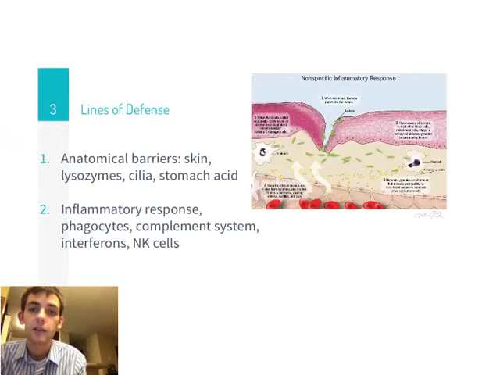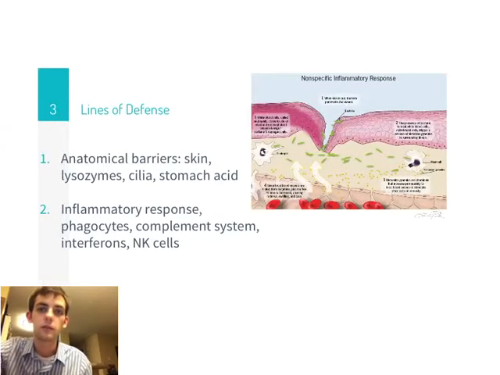Phagocytes are cells that can undergo phagocytosis, or remember, engulfing other cells. The complement system is just a series of proteins that aid in the lysis of infected cells. Interferons are very similar to the complement system, as are natural killer cells.